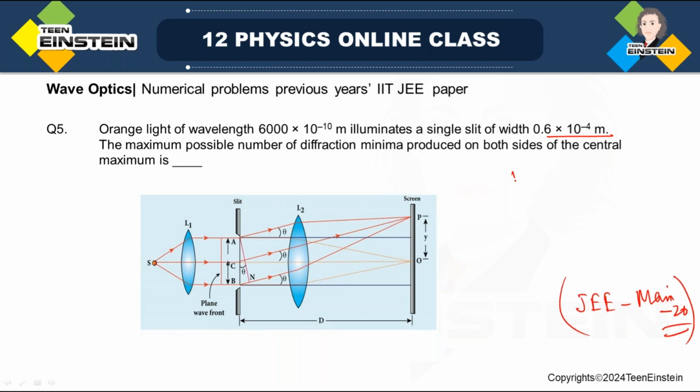So the condition, we have to find n. n lambda is equal to a sin theta, so n is equal to a sin theta n by lambda. See, if I have to have the maximum here, this sin theta value also has to be maximum, and that is possible when theta n is 90 degree.